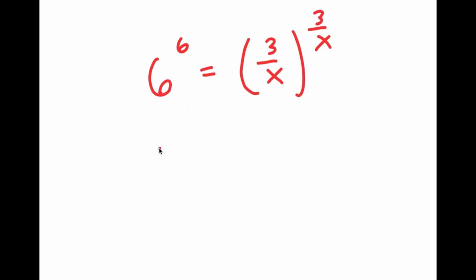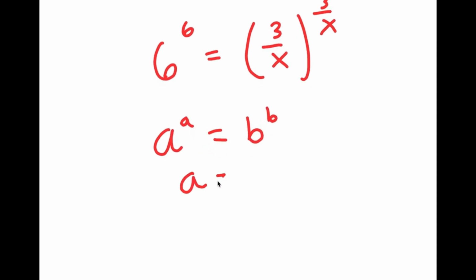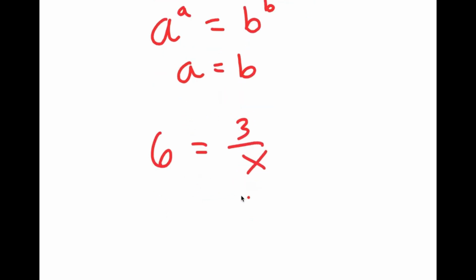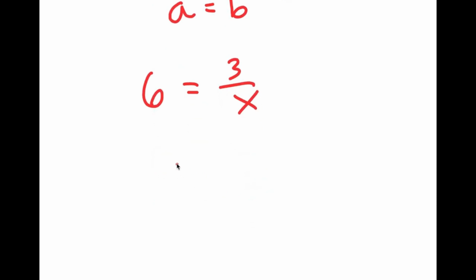And if I have something in the form a to the power of a is equal to b to the power of b, this means that a is equal to b. So in this case, 6 is going to equal 3 over x. And I can solve this by using proportions. So 6 is the same thing as 6 over 1. So I get 6 over 1 is equal to 3 over x.